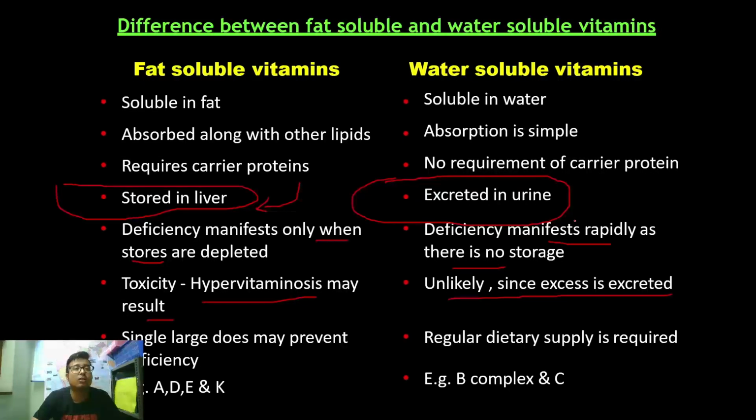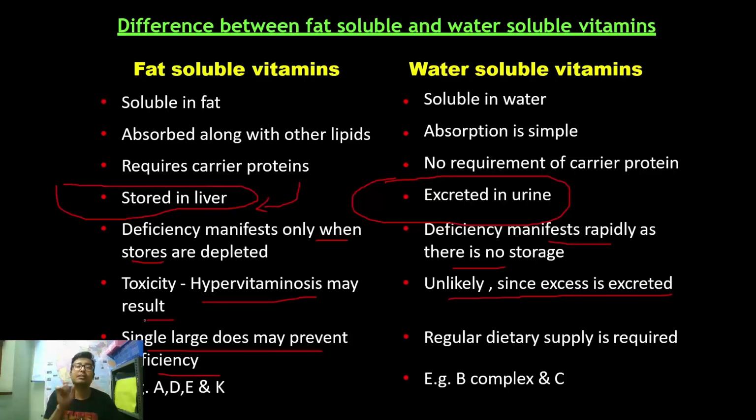The excess amount is not absorbed and it's excreted. A single large dose may prevent deficiency. Why? Because a depot preparation means a huge dose of fat soluble vitamins will be stored in the liver, and they'll be slowly released into the circulation.